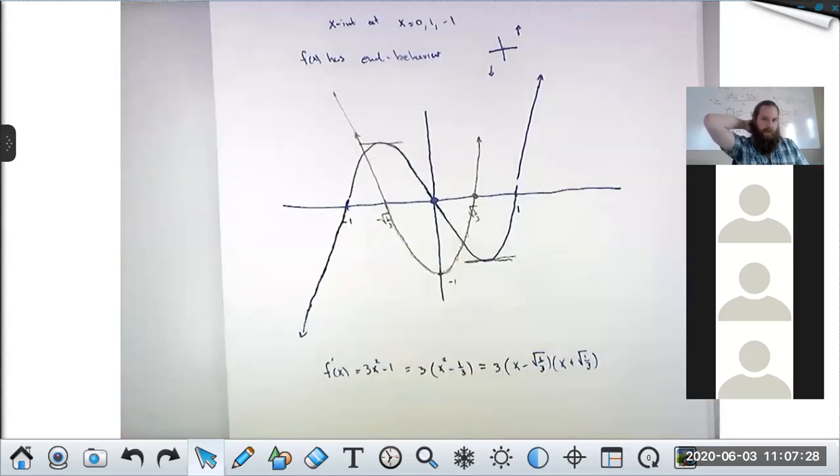So the ability to see the connection between the graphs of f and the graphs of f prime is kind of tricky, not super easy, but it is manageable.